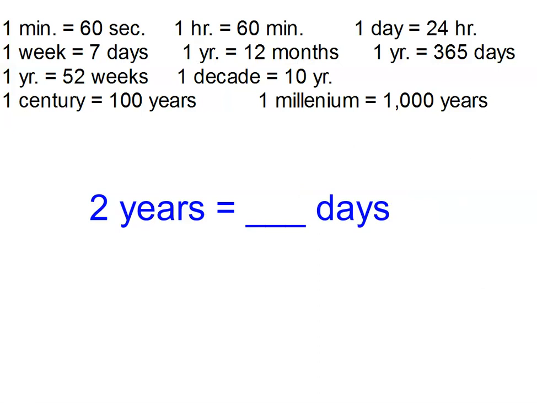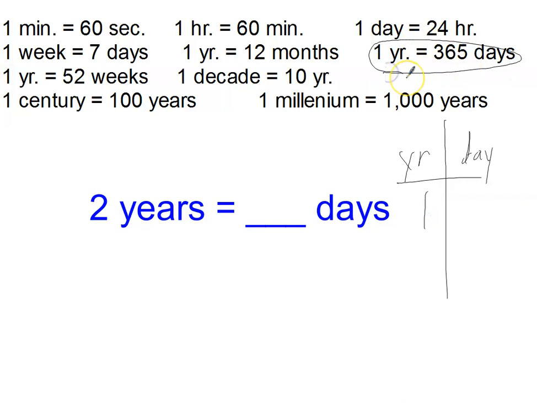Try years and days one. So we got years going to days. 1 year is 365 days, so I'm taking 365 times 2. 365 times 2. That is 10, carry my 1, 12, 13, carry my 1, 6, 7. 730 days in 2 years.